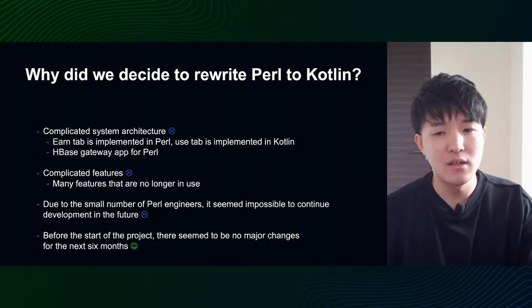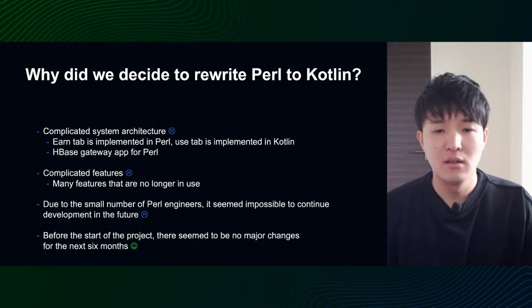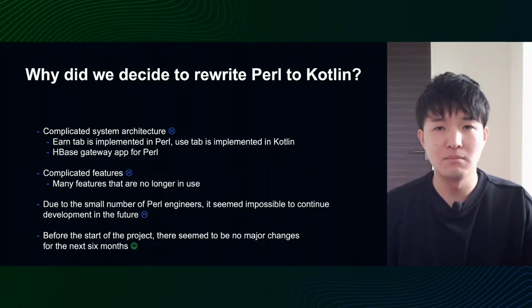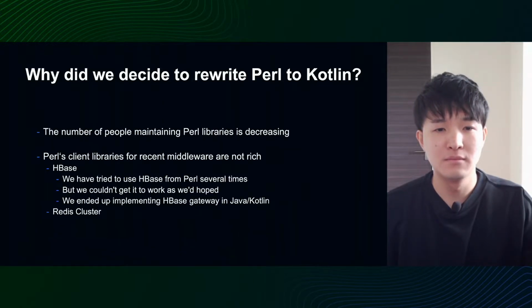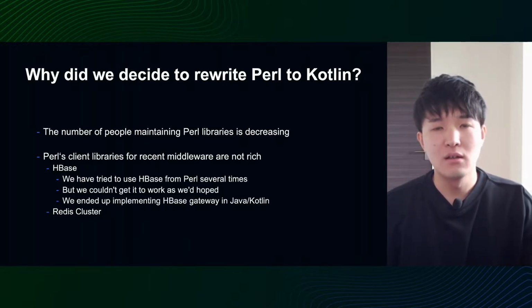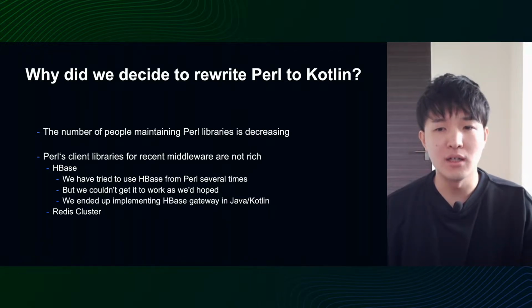Thirdly, due to the small number of Perl engineers, I could see a future where it would eventually be impossible to continue development. Fourth, before we started the project, it looked like there would be no major changes for the next 6 months, so we decided now was the time to work on it. It was a positive reason. Fifth, the number of people who maintain Perl libraries is decreasing, and client libraries for recent middleware are not abundant.